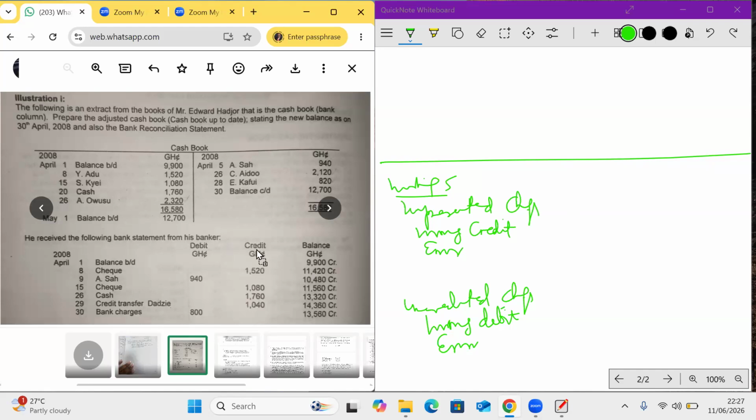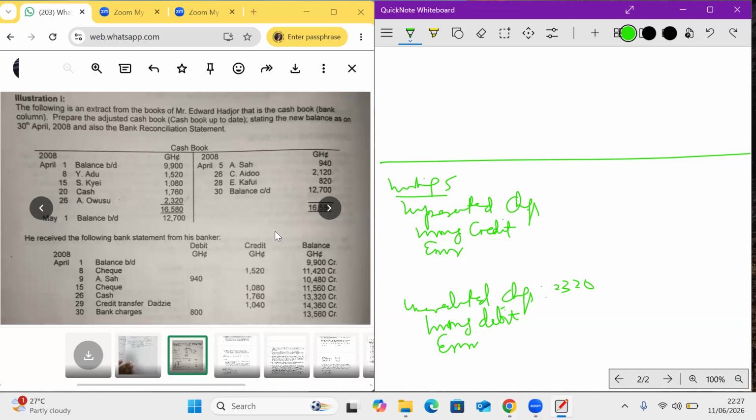Uncredited, because it's credit. They should credit it. It is not here, so the bank has not credited it, so it's uncredited. Do you get it? So we'll write the figure here as what? 2,320, which is uncredited check. Are we good? Then we finish with the debit side against the credit side.